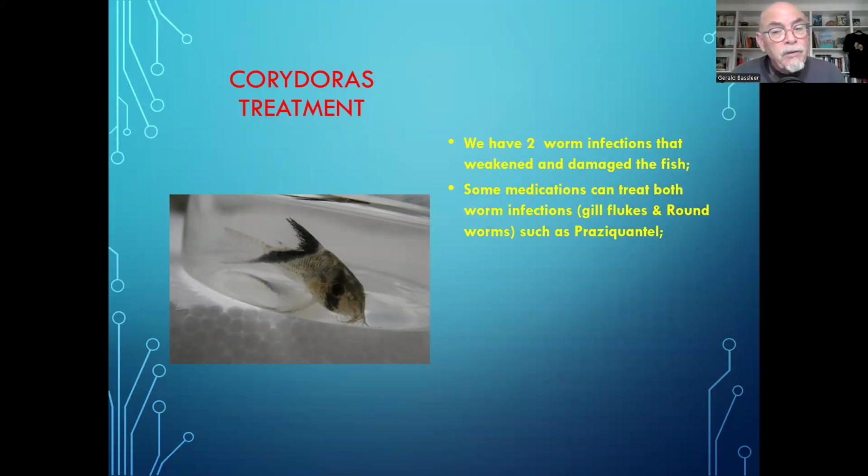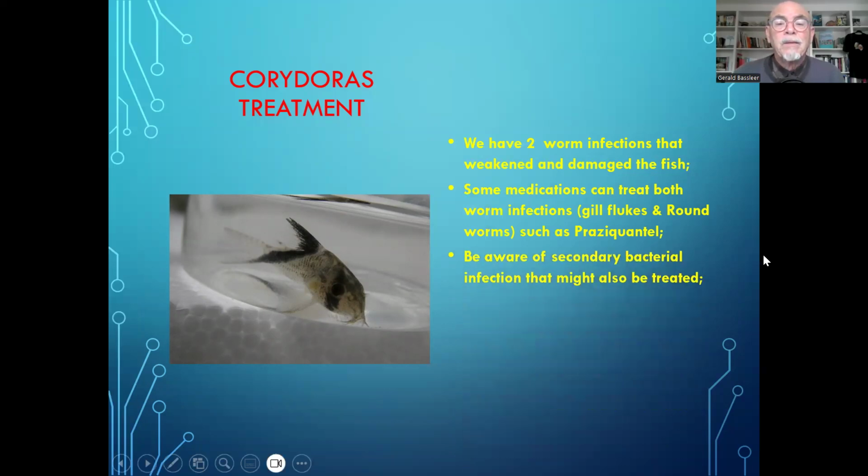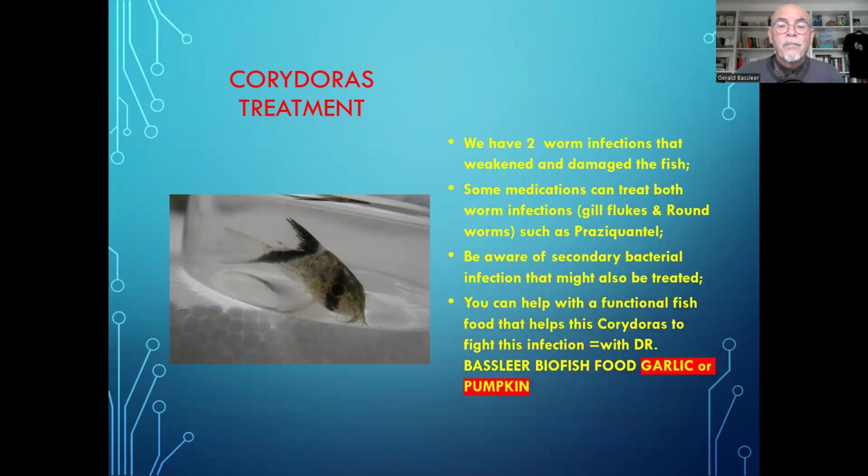Some medications can treat both worm infections, can treat the gill flukes and the roundworms. And some people have good luck or good success with Praziquantel. Be aware of secondary bacterial infections that might also need to be treated. But certainly help your Corydoras with a functional fish food that helps the fish to fight off this infection.